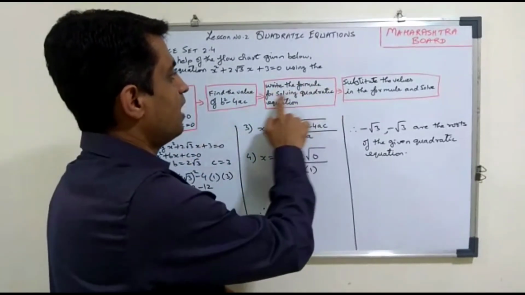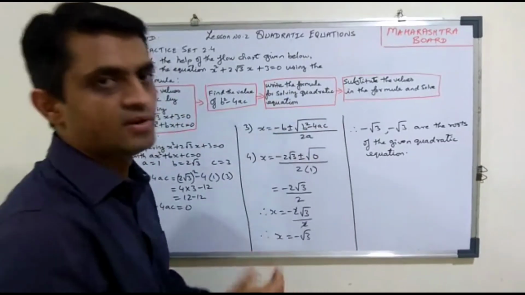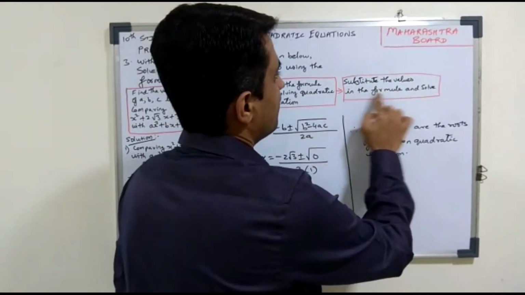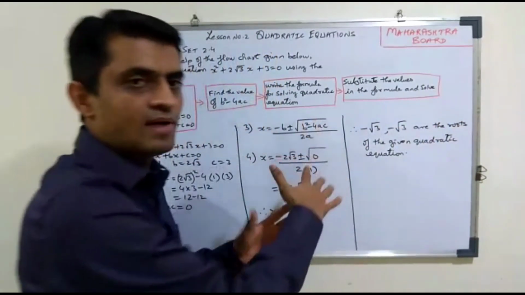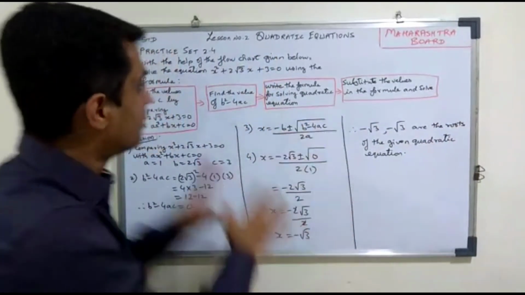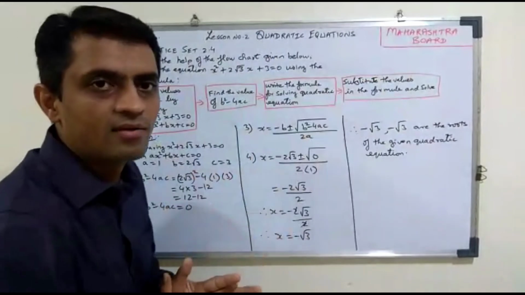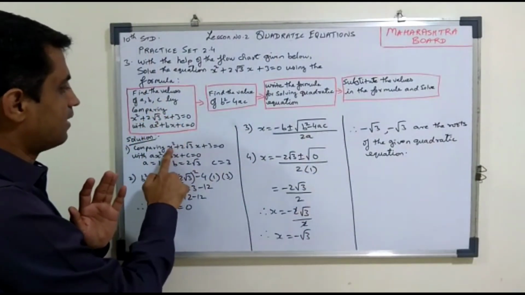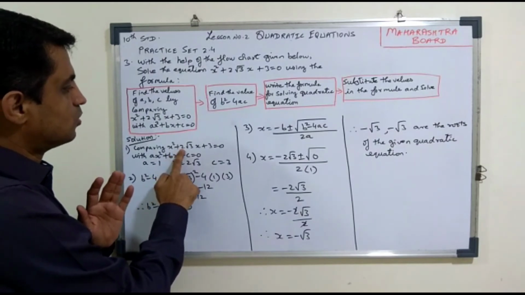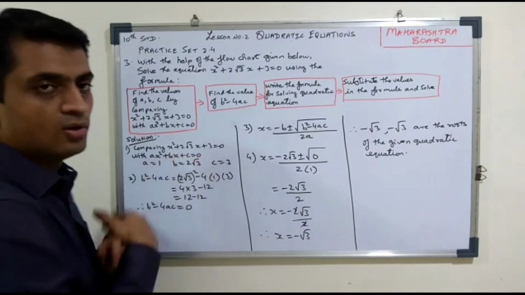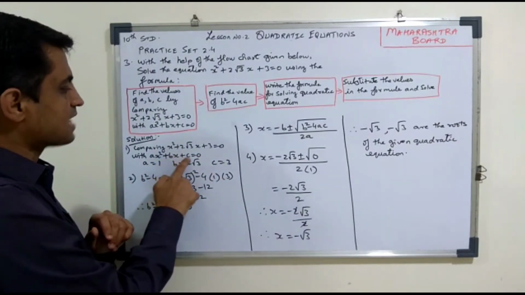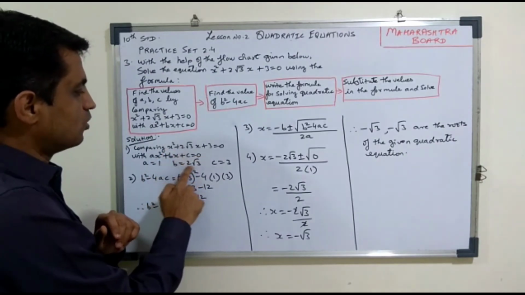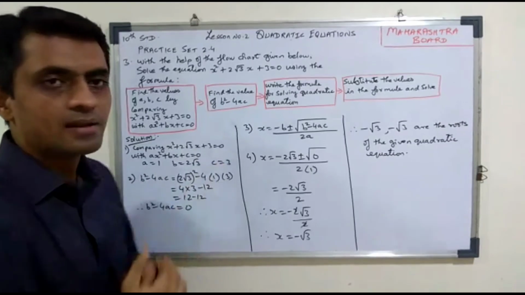Write the formula for solving the quadratic equation. Yes, we always write the formula. Substitute the value in the formula and solve. Then you have to substitute the value and solve. So same thing, but they had written everything that is required. So first step, I have written here 1. First we will compare x square plus 2 root 3x plus 3 is equal to 0 with ax square plus bx plus c is equal to 0. So we get a as 1, b as 2 root 3 and c as 3.